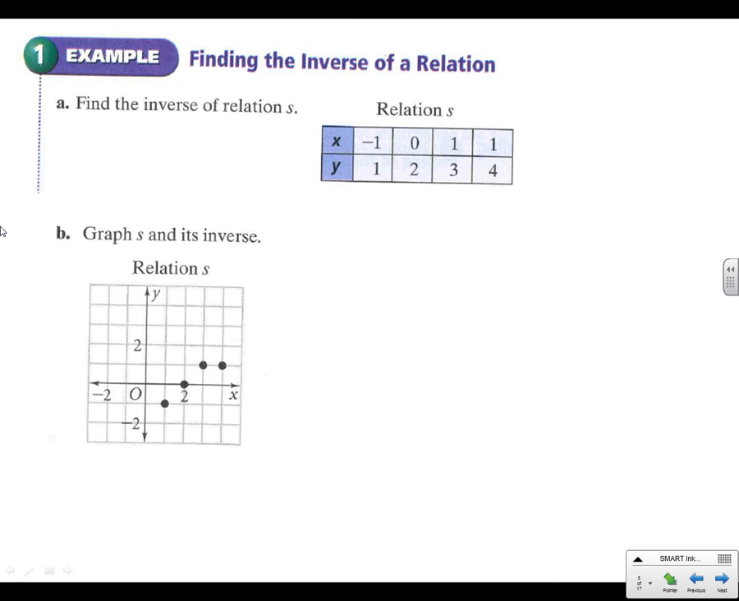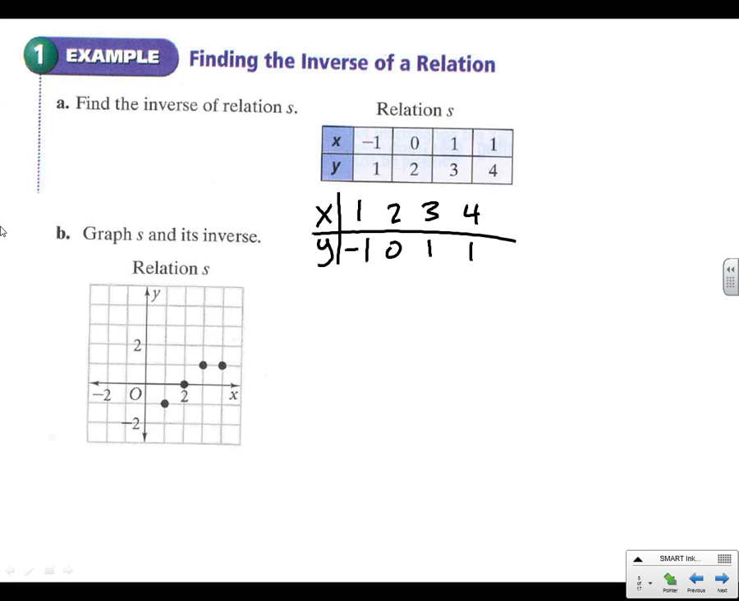All right, so let's take a look here. Find the inverse of relation S. So we're going to flip our x's and our y's. So in the first pairing, it's -1, 1. Now it's going to be 1, -1. The second pairing is 0, 2. Now it's 2, 0. 1, 3 becomes 3, 1. 1, 4 becomes 4, 1.